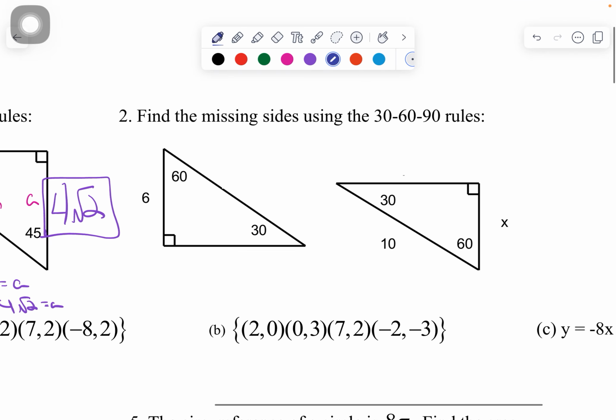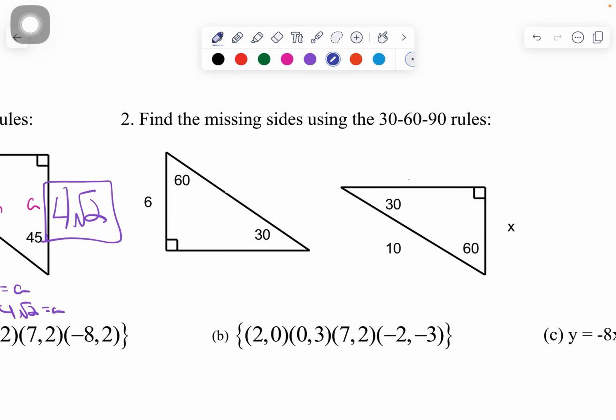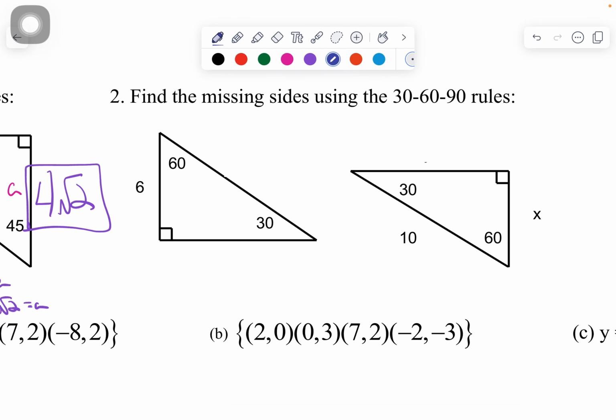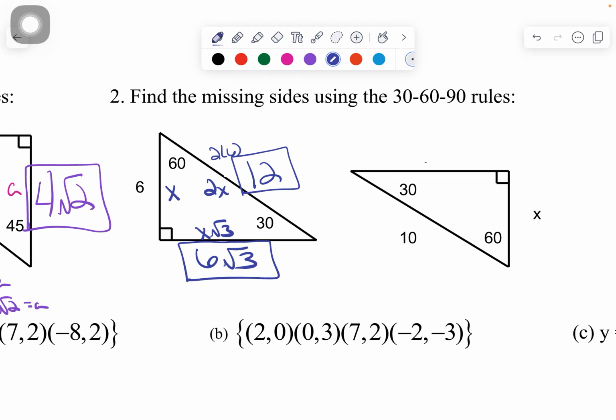Moving right along to question number 2, you've got the 30, 60, 90s. Those relationships, this first one, we're going to go x for the shortest side, opposite the 30, 2x for the hypotenuse, and the third side, which is opposite the 60, is x root 3. So I know the one that's labeled here for x, so I know what x is. So each of these x's gets replaced. For the hypotenuse, we're going to do 2 times 6. That is 12. And then for the side opposite the 60, we're going to do 6 times root 3. 6 root 3. There we go.